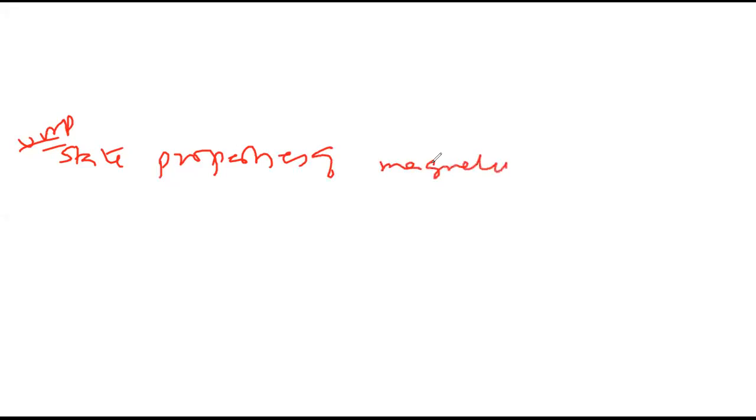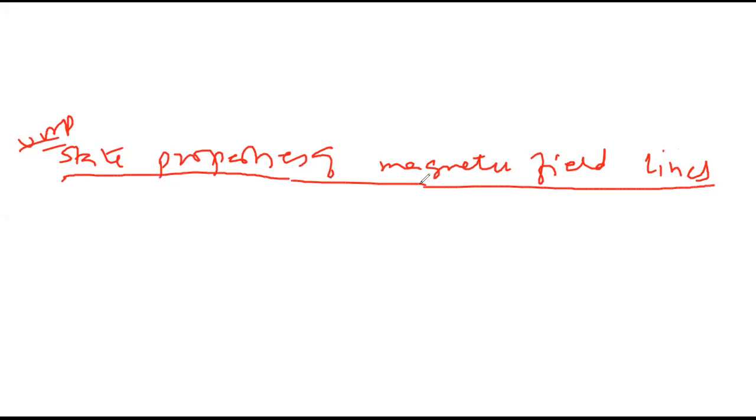Right, next. State, very, very important, this one. State the properties of magnetic field lines. In exam they will ask you any 4. Here we have to study around 7.